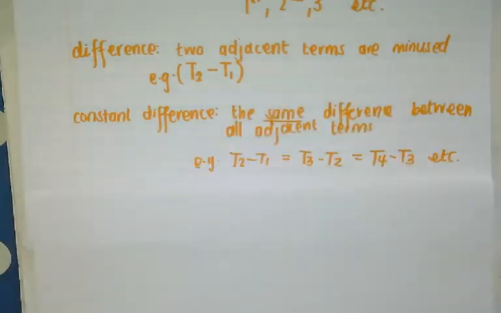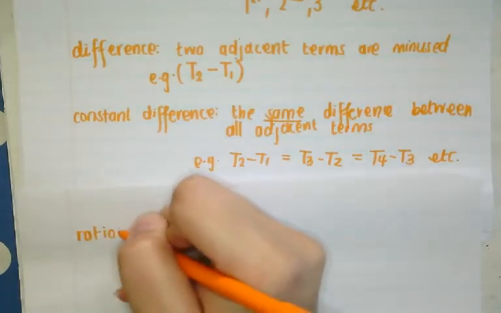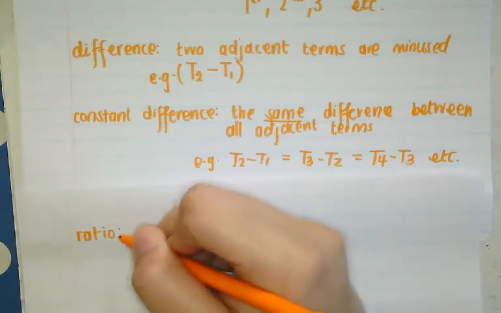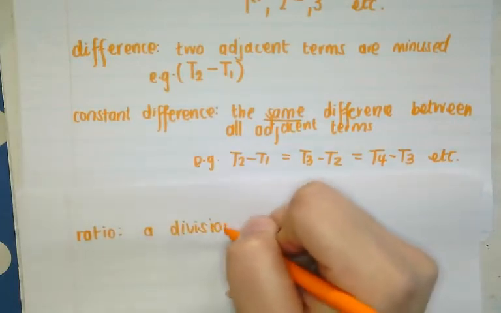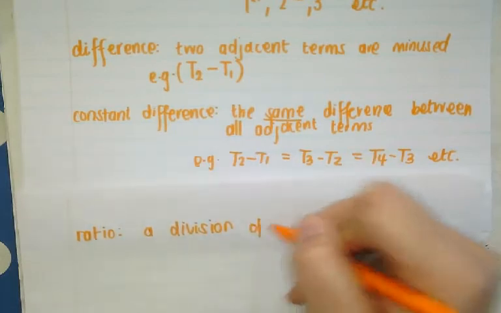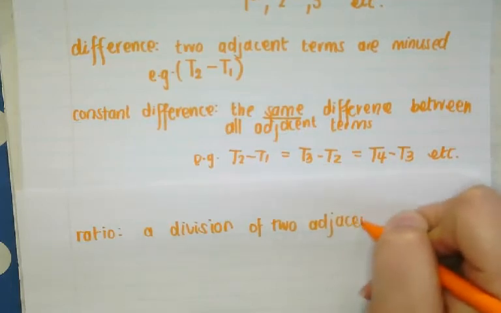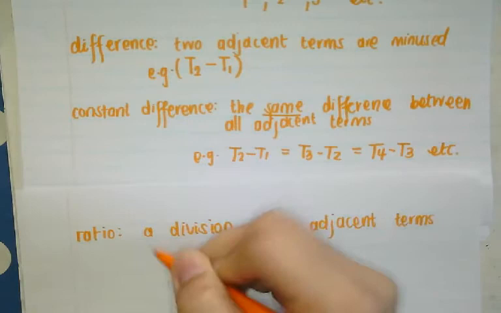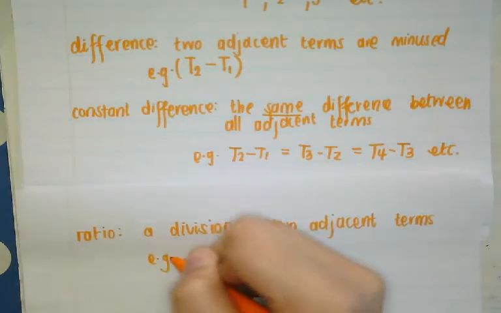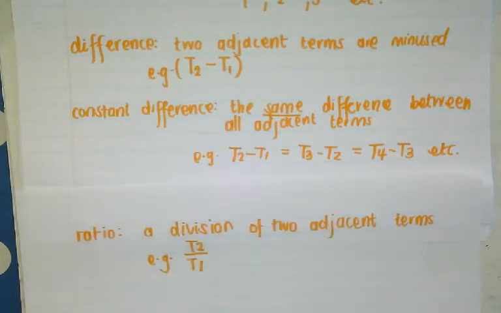Okay, two more bits of terminology. We need to know what a ratio is. A ratio is a division, so a fraction, but particularly of two adjacent terms. An example would be taking my second term and dividing it by my first term.